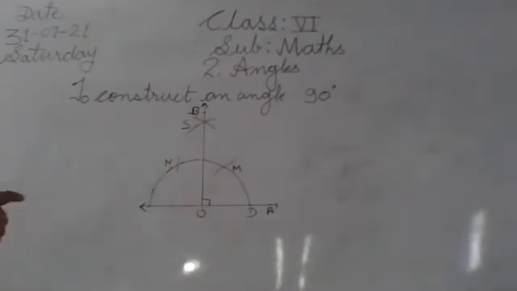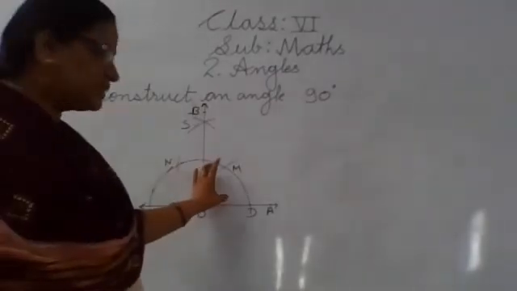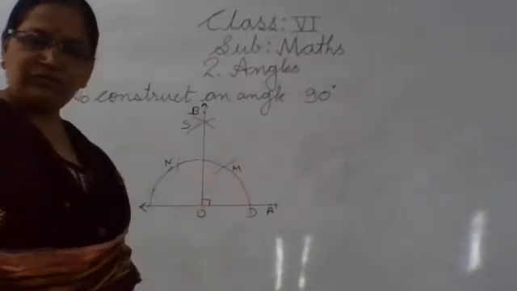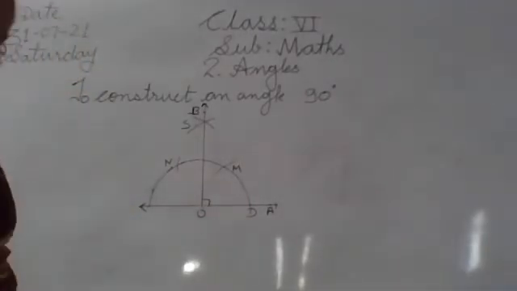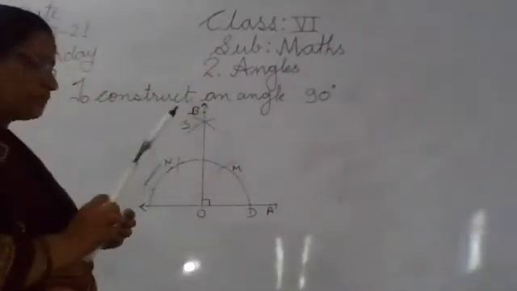Okay. So I'm giving you one homework. You have to construct an angle of 90 degree and bisect it. Now see children, if you bisect this 90 degree, what you get? Half of 90 is 45 degrees. So like this. Okay, so let us bisect this.